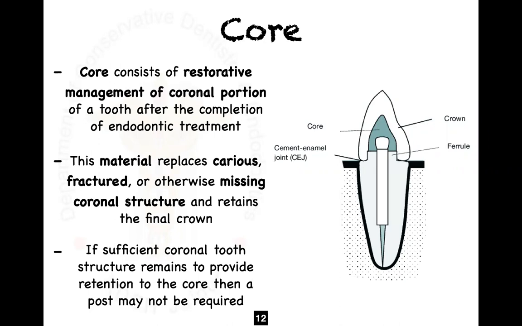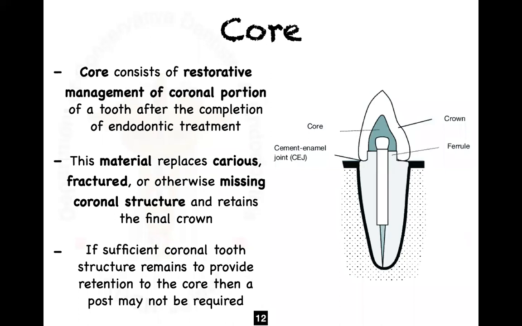Now you have to remember that a ferrule is necessary for a crown to be placed on it. If there is no ferrule, if the base of the tooth is completely gone, then forget about this tooth being restored properly. Forget about it. You need that bracelet of the tooth on top of which you can provide the core, and on top of that a crown can come. So let's talk about the core. Core consists of restorative management of the coronal portion of a tooth after the completion of endodontic treatment. I repeat, core consists of restorative management, meaning you're using some restorative material on this.